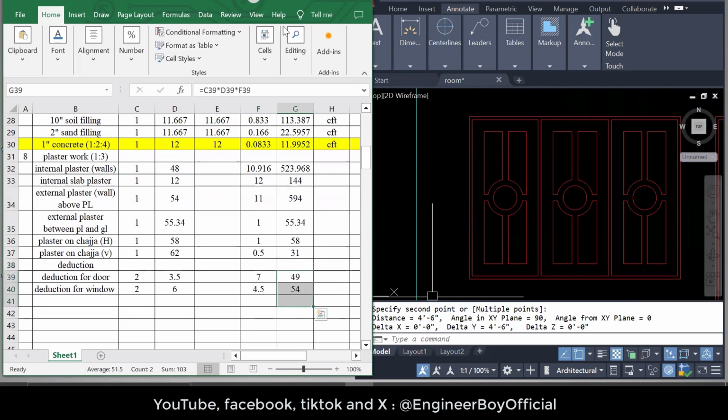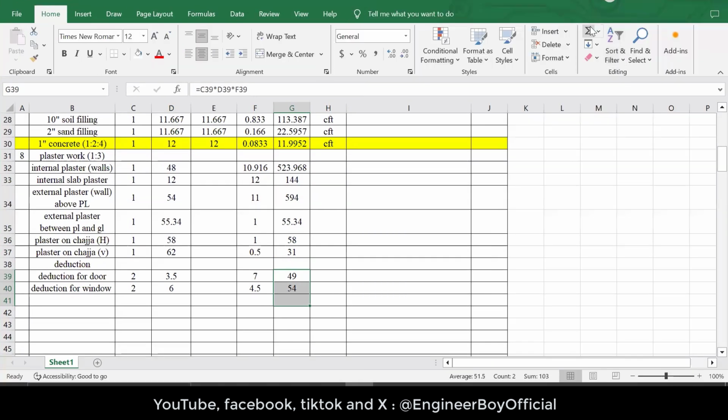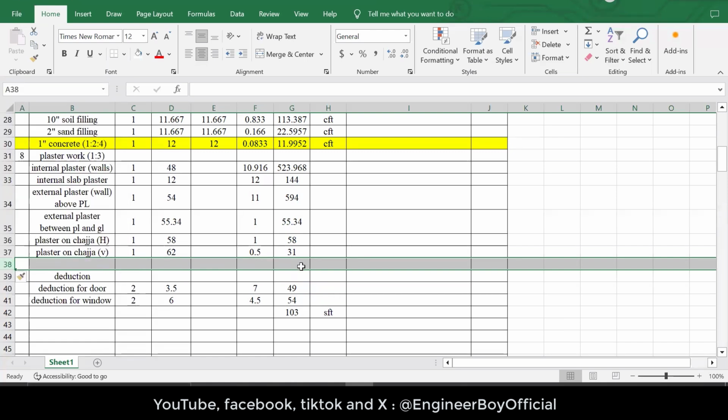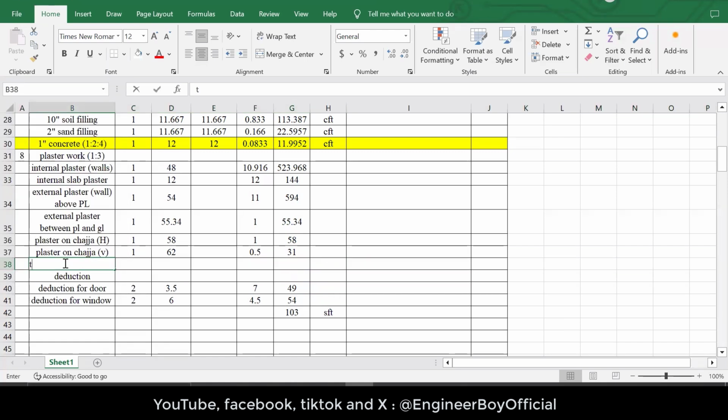Now the total deduction can actually be the summation of the two. We do not have ventilators or any other stuff, so we cannot deduct them. So deduction in SFT, and let me just have maybe one cell over here. Let's say total plaster. So we can have something easy in deduction. I'm going to total them.